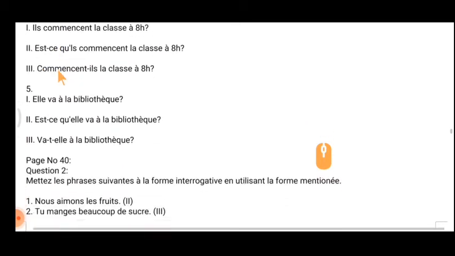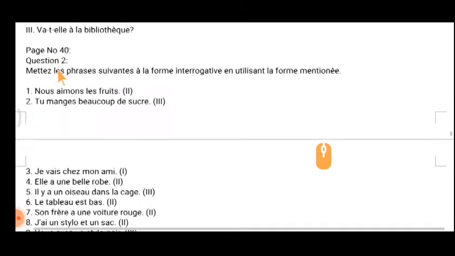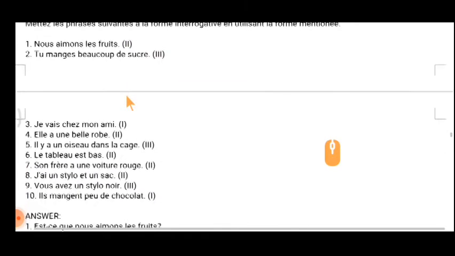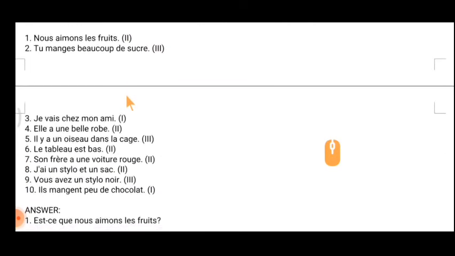So I'll revise with you exercise number 2 alone. So if you see, mettez les phrases suivantes à la forme interrogative en utilisant la forme mentionnée. Write the interrogative sentence utilizing the mentioned form. So what form is mentioned? You have to change this to form 2. So you know what is form 2? Form 2 is est-ce que. So the question is, nous aimons les fruits, and the answer will be est-ce que nous aimons les fruits.